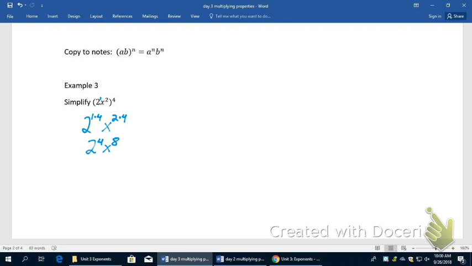Now for simplifying, I actually need to find the value of 2 to the 4th, and that's what you could use your calculator for, or you can just do it by hand, 2 times 2 times 2 times 2. Should be 16. So 16 x to the 8th is my final answer.